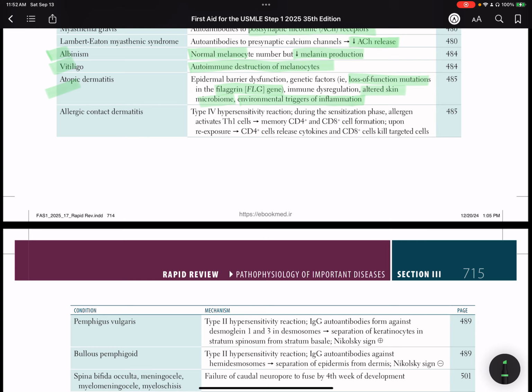Next, what causes allergic contact dermatitis? Allergic contact dermatitis is a type 4 hypersensitivity reaction. During the sensitization phase, allergen activates Th1 cells. This leads to memory CD4 plus and CD8 plus cell formation. Upon re-exposure, CD4 plus cells release cytokines and CD8 plus cells kill the targeted cells.